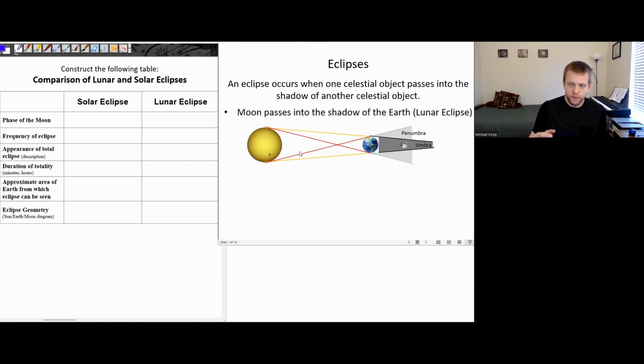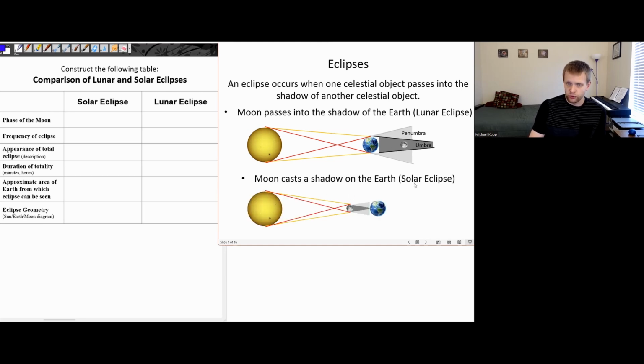There are two main kinds of eclipses that we generally talk about in everyday discussions in astronomy. One is the lunar eclipse, where the moon passes into the shadow of the Earth. We've got the sun, we've got the Earth, and the moon orbiting around the Earth. Sometimes the moon will pass into that shadow, and that's when we get what's called a lunar eclipse.